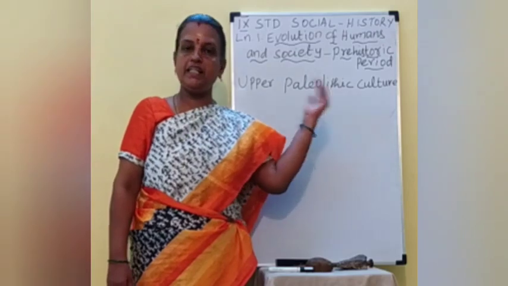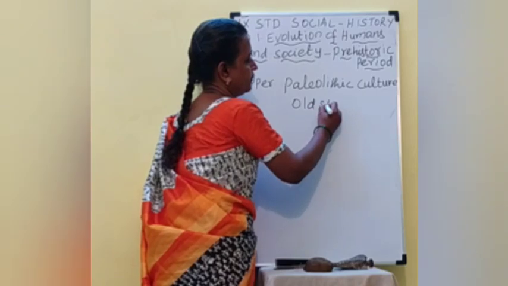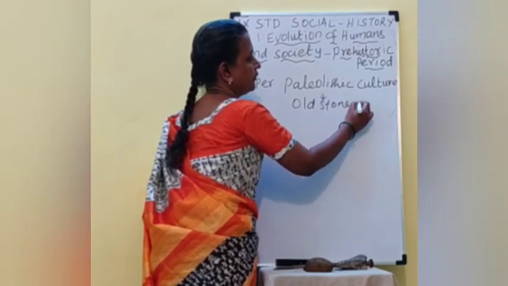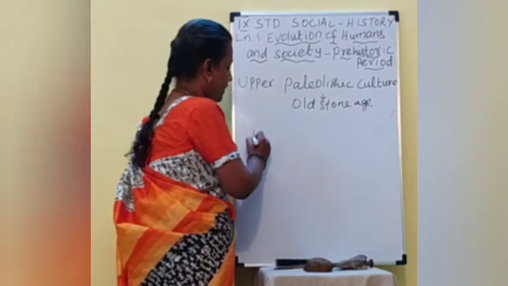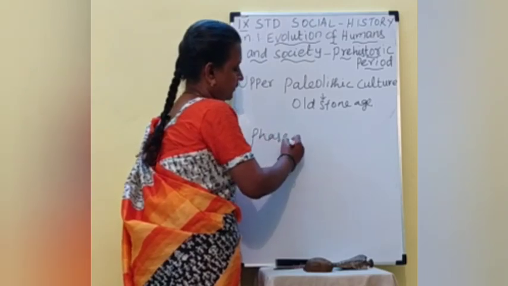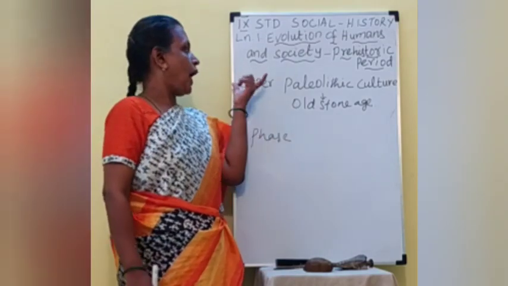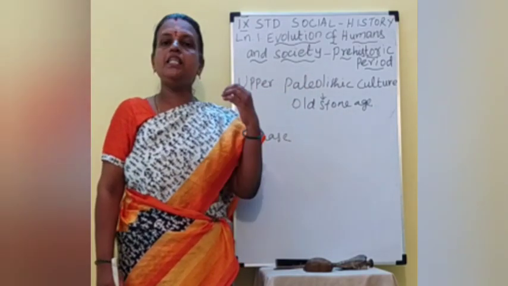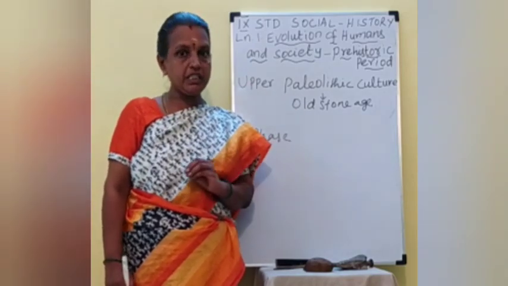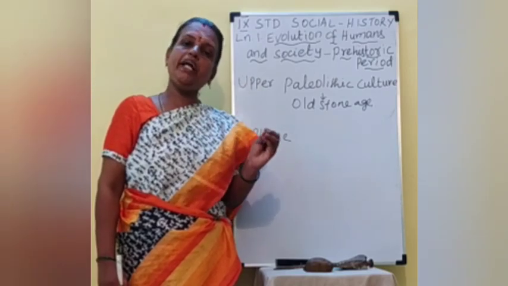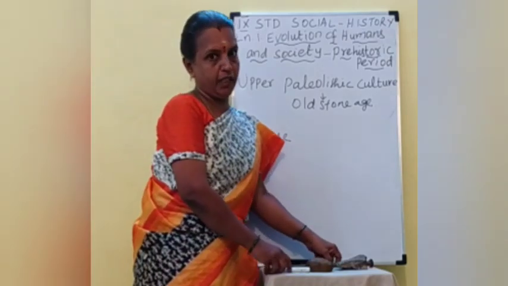Upper Paleolithic culture. Paleolithic means Stone Age, Old Stone Age. The cultural phase that succeeded the Middle Paleolithic is called Upper Paleolithic culture. This period is marked by innovation in tool technology, which means man used innovative tools. Long blades and burins were used by him.